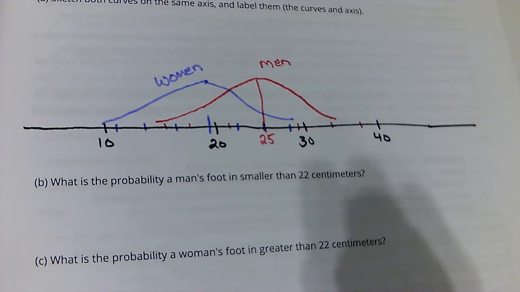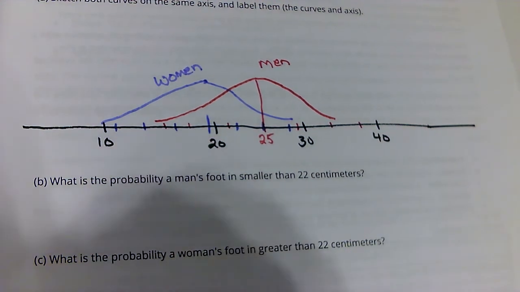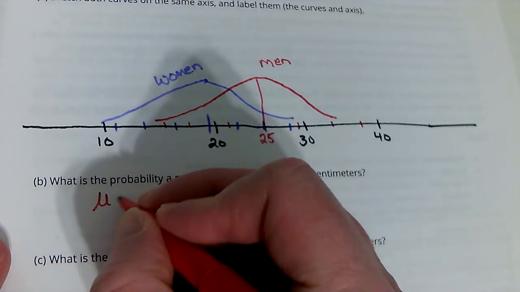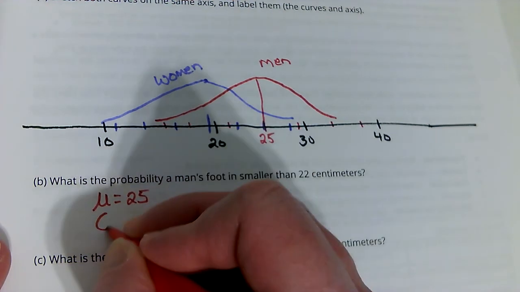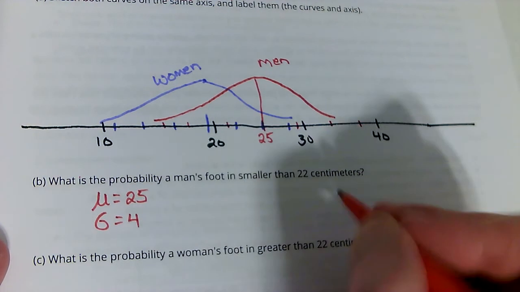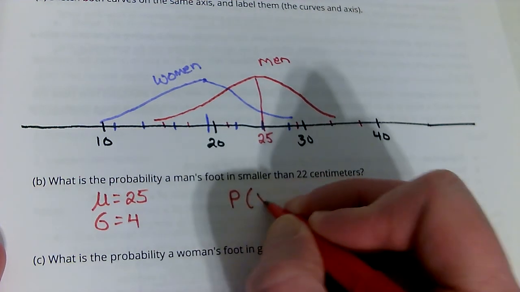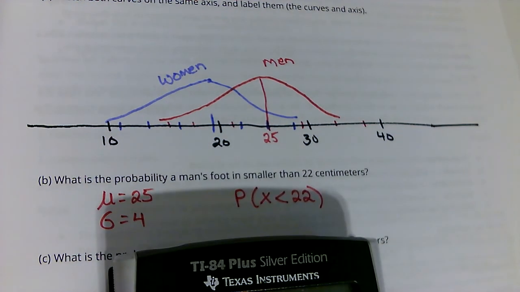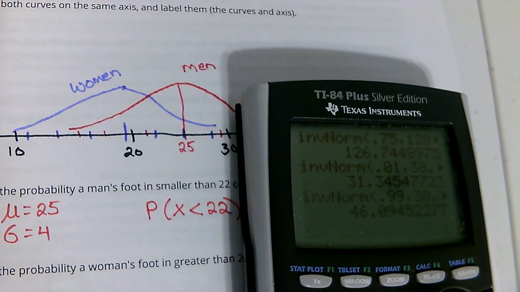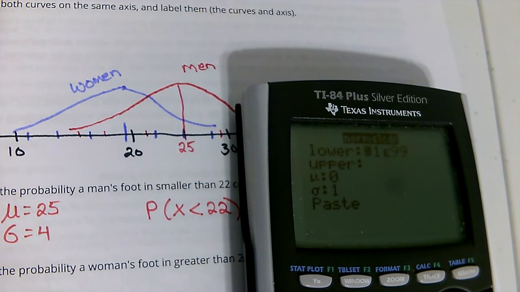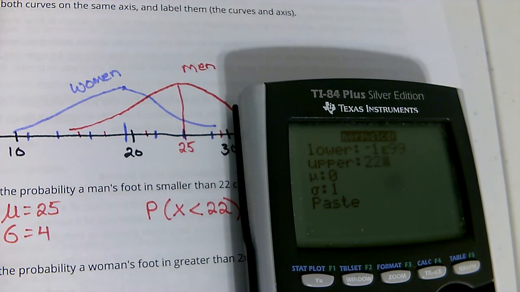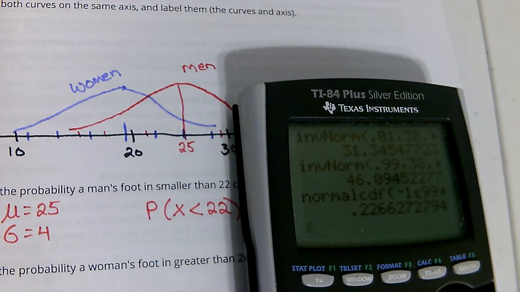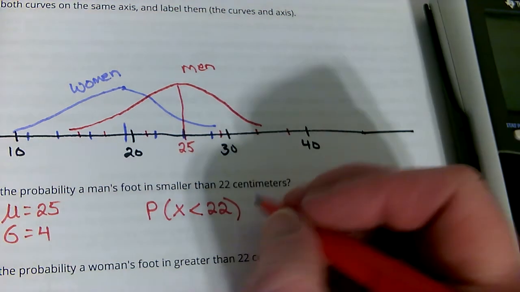What is the probability a man's foot is smaller than 22 centimeters? So remember, for the men, it was a mean of 25 and a standard deviation of 4. And smaller than 22 would be doing the probability of x is less than 22. So that's a normal CDF. Whoops. Normal CDF. Lower boundary is negative infinity to 22. And we get 0.2266.